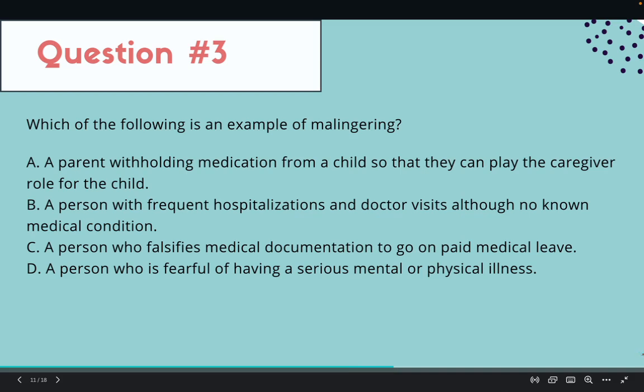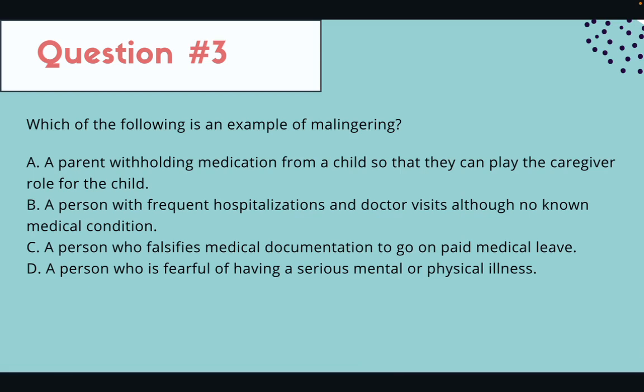Question number 3, another recall question. Which of the following is an example of malingering? A, a parent withholding medication from a child so they can play the caregiver role for the child. B, a person with frequent hospitalizations and doctor visits, although no known medical condition. C, a person who falsifies medical documentation to go on paid leave. And the last answer choice is D, a person who is fearful of having a serious mental or physical illness.